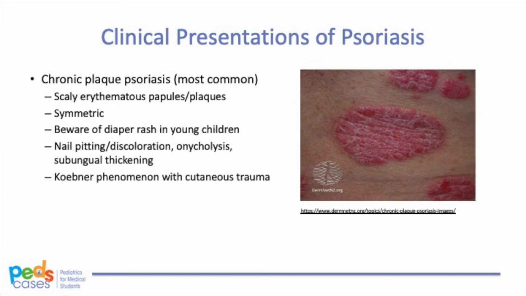The most common type of psoriasis is chronic plaque psoriasis, which manifests with papules and plaques that appear scaly and erythematous. Its distribution is usually symmetric, and clinical presentation can range from a few papules or plaques to a more diffuse disease involving the extensor surfaces, scalp, lower back, and anogenital region.